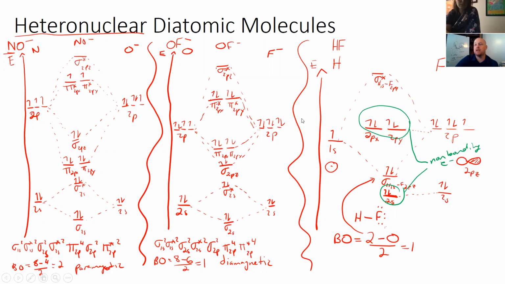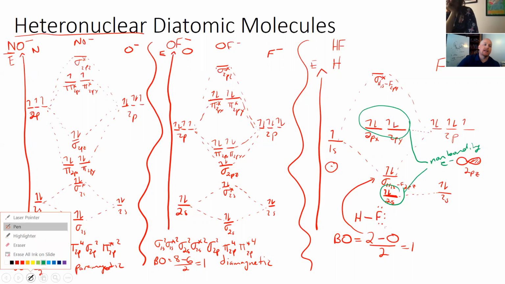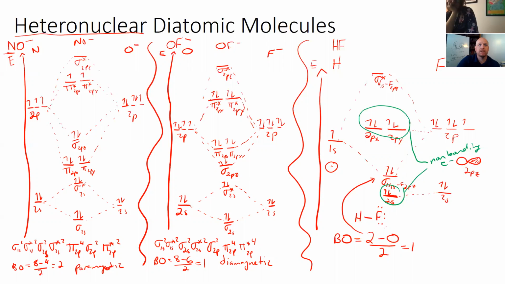And how do you know they're non-bonding? Well, you don't have a sigma or a pi to illustrate the type of bond there, because they're not bonding. They're connected directly to the fluorine and not connected to the hydrogen at all. That's why we would need those lines that we've used in the past. Okay, and so that's heteronuclear diatomic molecules.